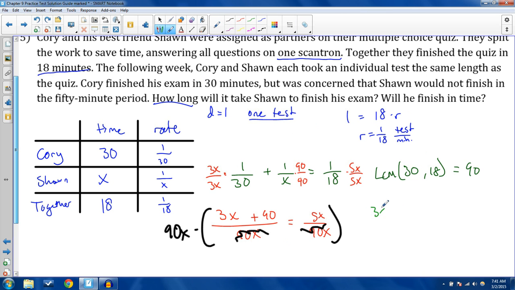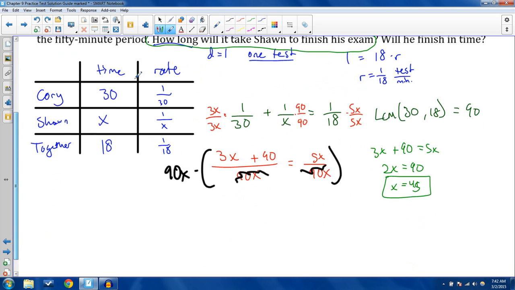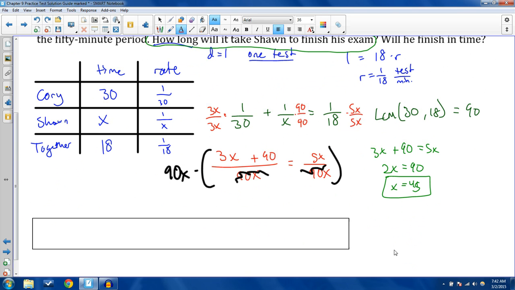We'll get 3x plus 90 equals 5x. 2x equals 90. Divided by 2, x equals 45. So, solving for x does not answer the question. It might be the number that you're looking for, but you still have to say it or write it. How long will it take Sean to finish his exam? 45. 45 what? You still have to at least say units.